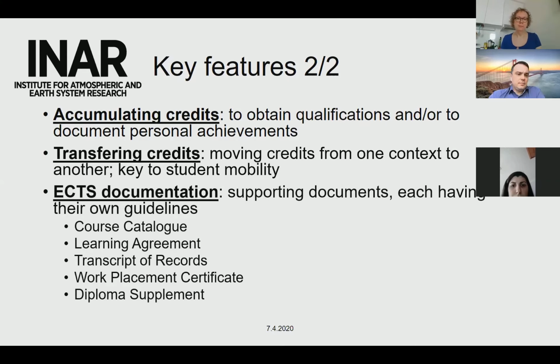And the ECTS has plenty of documentation, supporting documents, and there are guidelines for each of them, like course catalog, learning agreement, transcript of records, work placement certificate for the work placement and internships, and diploma supplement. So these are the most important key features of ECTS.